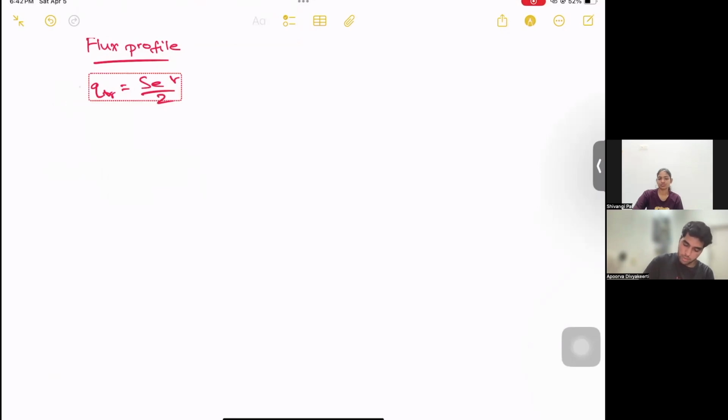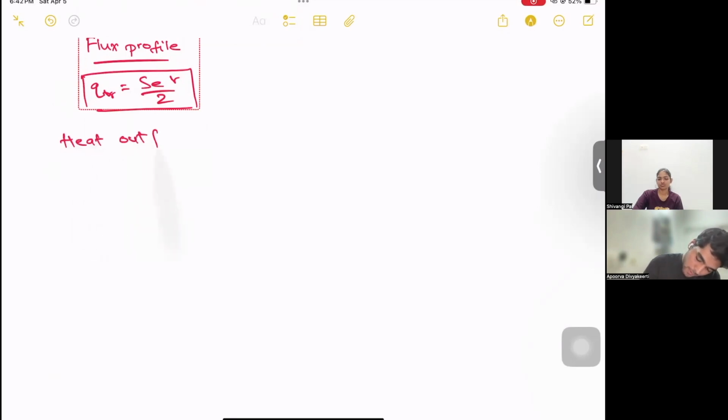Okay, so now we are done with the temperature. Now we can also calculate the heat output of the surface. How will we calculate the heat output of the surface? We know the flux profile. What is the flux profile? The flux profile is q_r equals S E r by 2. So we have to calculate the heat outflow at the surface.